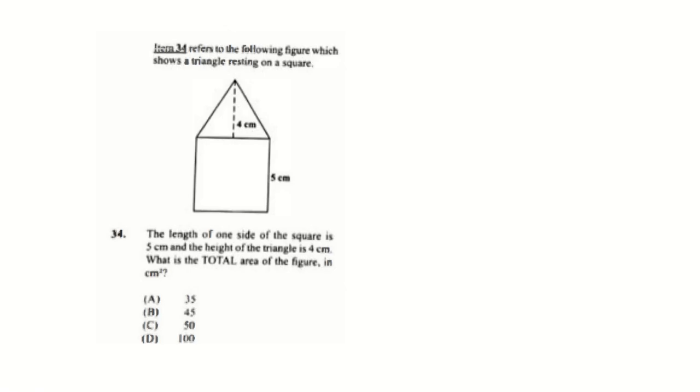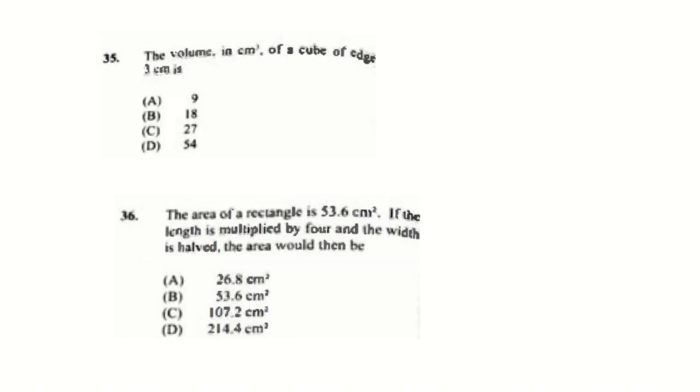So 33 is D. Right, 34, the length of one side of the square is 5, the height is 4, what is the total? So this is 25 here, and then this is 4 by 5, 4 fives are 20, 20 divided by 2 is 10. So this is 35, so the answer is E. Right, 35, the volume in centimeters cubed of a cube with edge 3 is 27. 3 by 3 by 3 is 27.